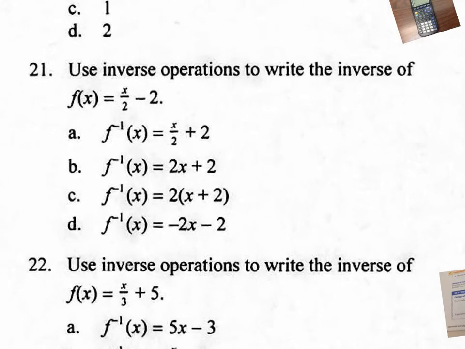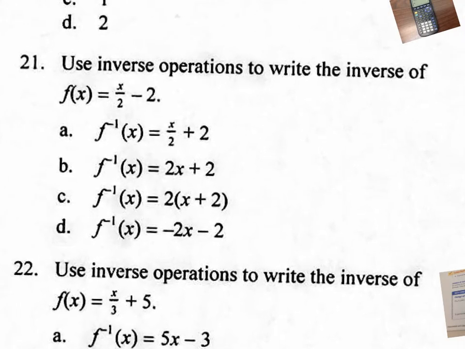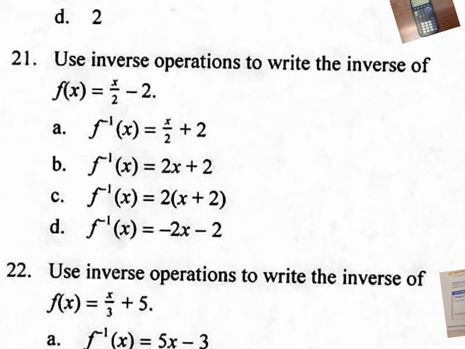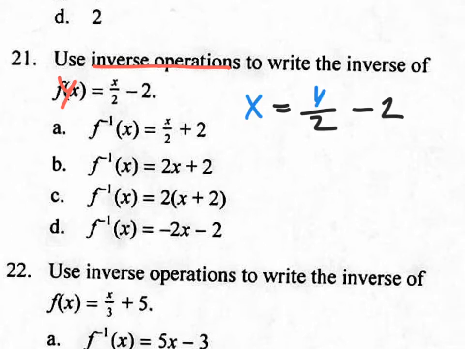It says use inverse operations to write the inverse of the function f of x equals x divided by 2 minus 2. So remember, f of x is really like a y. And what we want to do here is switch x and y. Remember, to find the inverse, you have to switch x and y and solve for y. So if you are having trouble remembering that stuff, jot it down. Switch x and y and solve for y. So right here I've switched x and y. Now all I need to do is solve for y. So I need to get y by itself on one side of the equal sign.